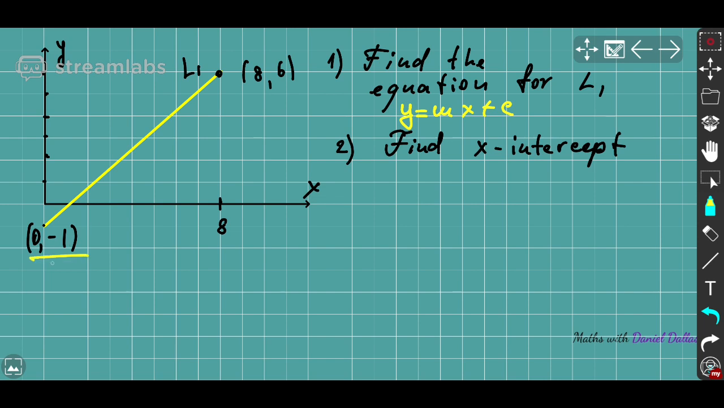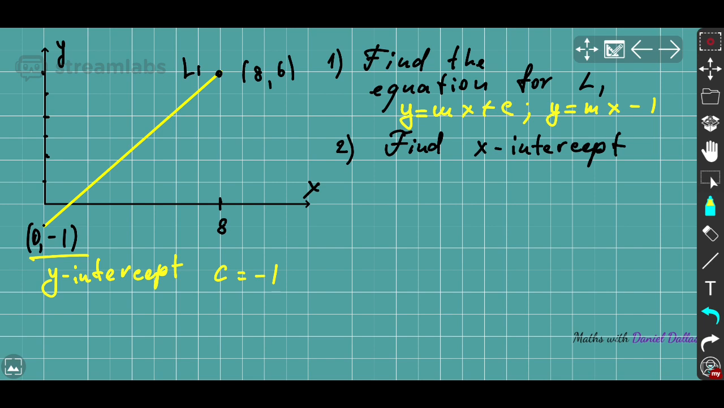This is exactly the y-intercept, the point with coordinates 0 and -1. That means you have the y-intercept here, so your c is -1. So the first draft of your equation is mx minus 1. You put the value c equals -1 because it's the y-intercept, and you clearly see this point.